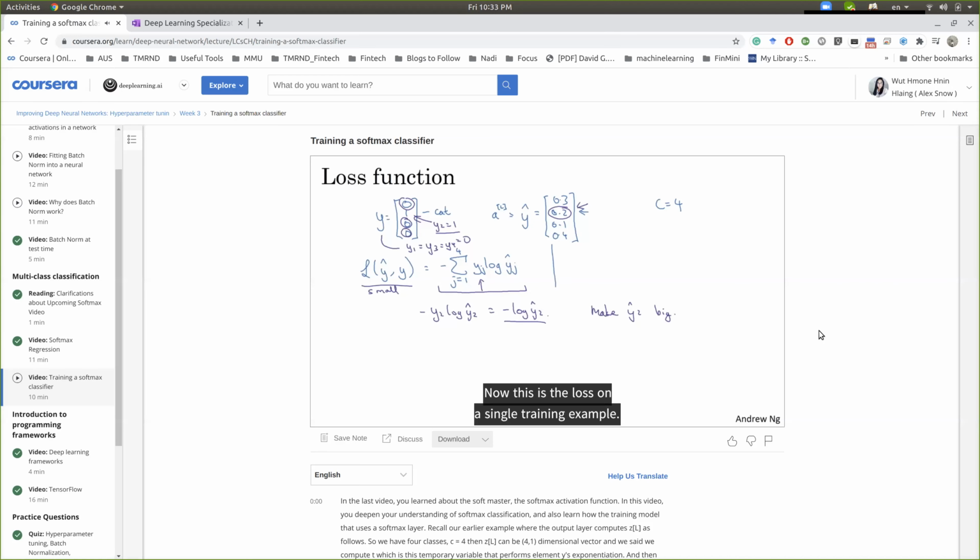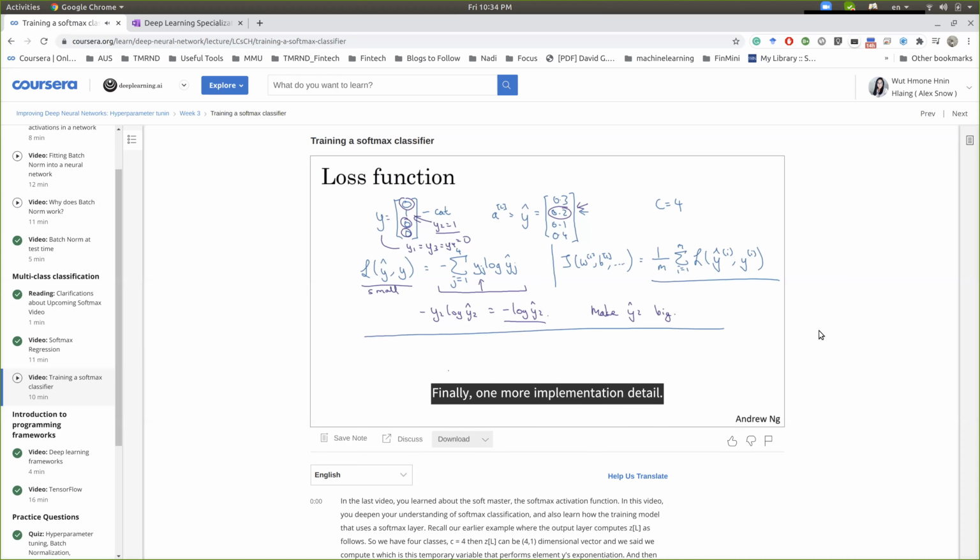Now, this is the loss on a single training example. How about the cost J on the entire training set? The cost of setting the parameters, all the weights and biases, you define as pretty much what you'd guess: the sum over your entire training set of the loss of your learning algorithm's predictions, summed over your training examples. And what you do is use gradient descent to try to minimize this cost.